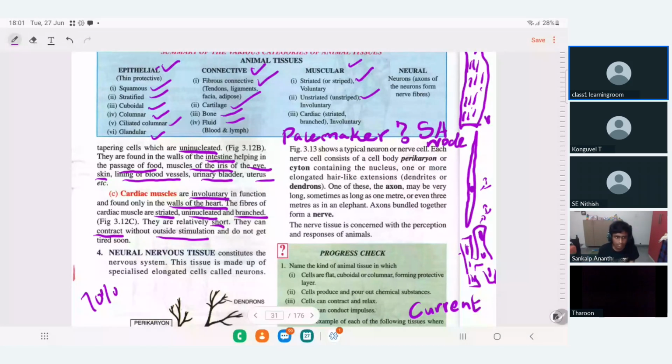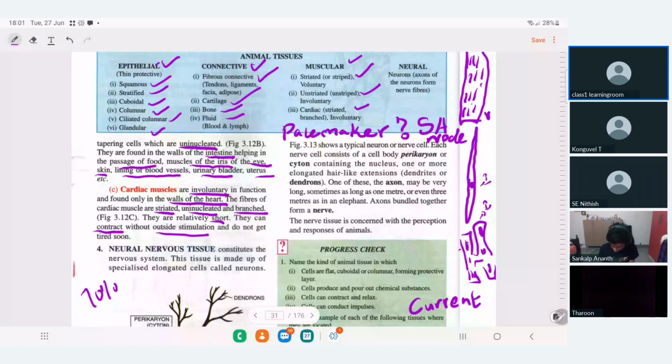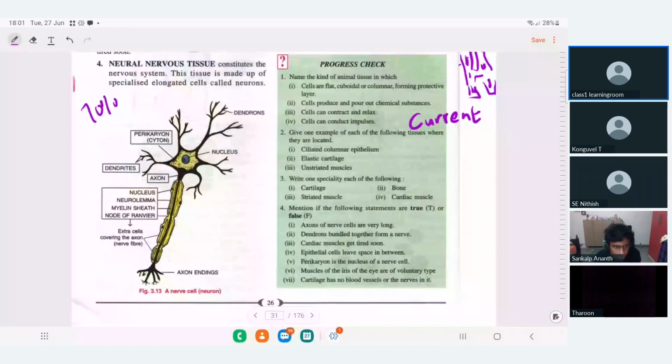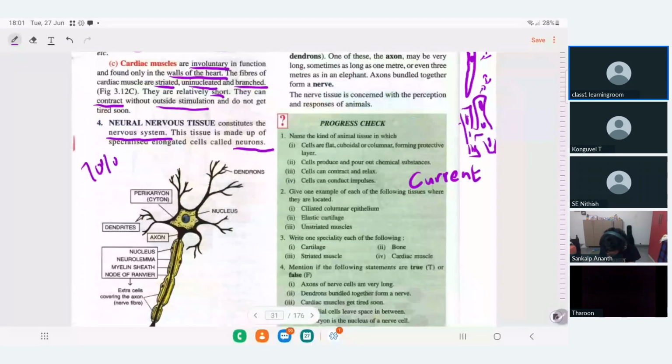Now, the last and special type of tissue is actually nervous tissue or neural tissue, which makes our nervous system. The simple unit of nervous tissue is the neuron. Look at the structure of the neuron. Different components are there.